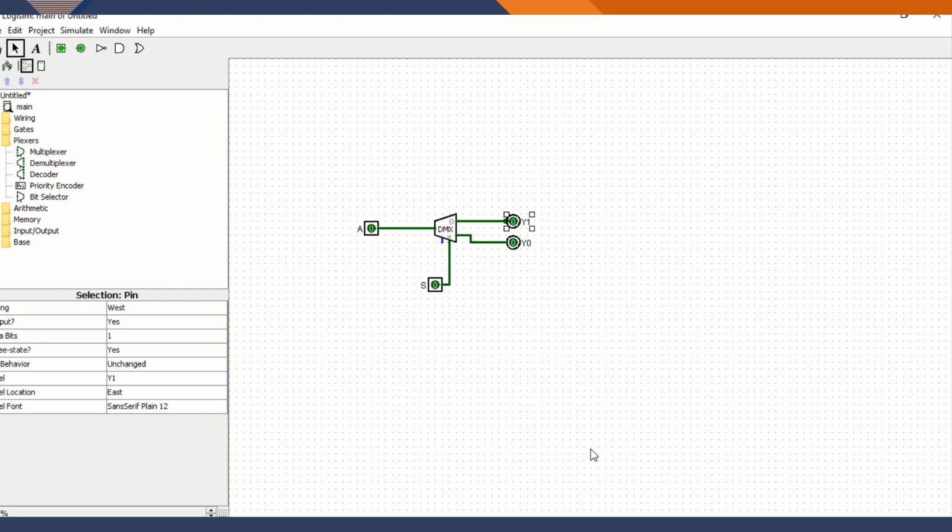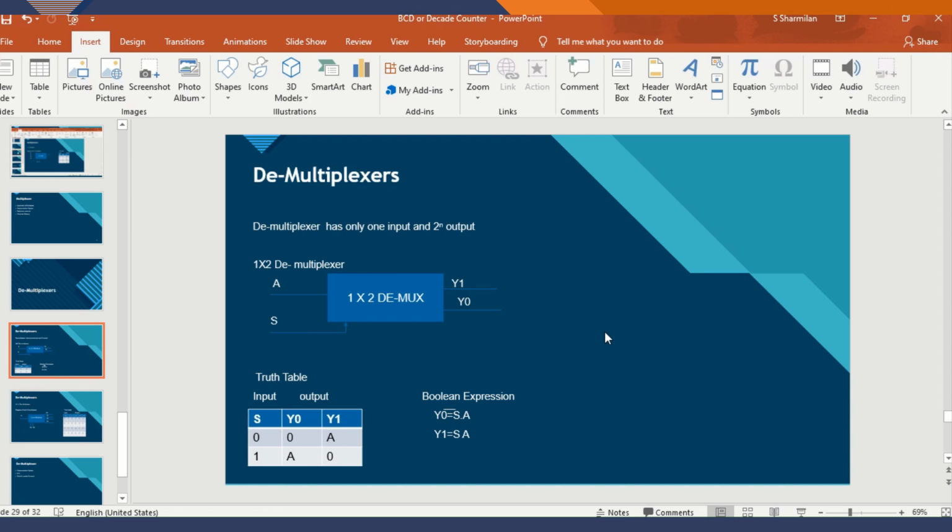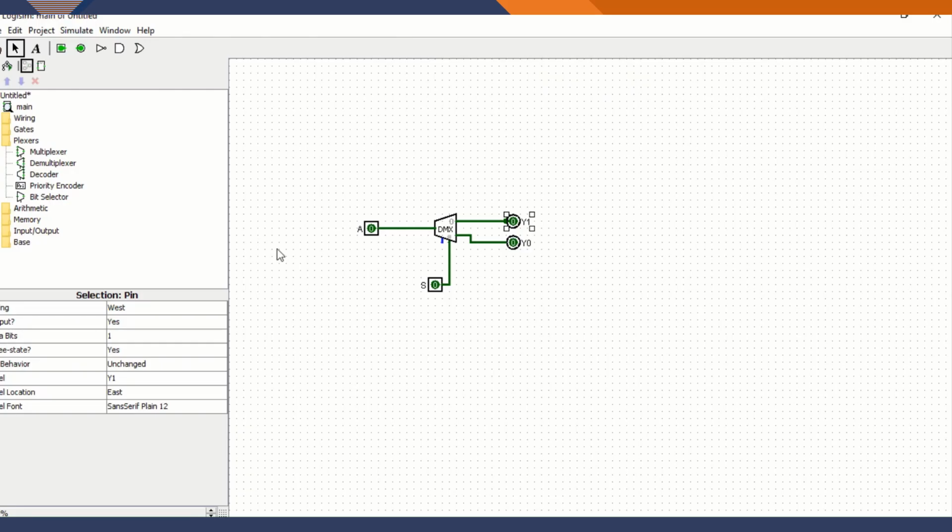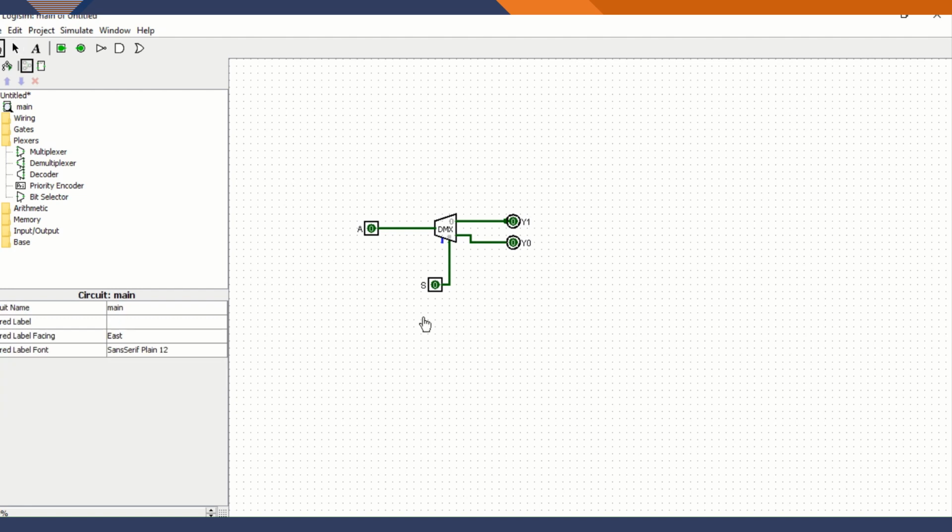Now we are going to check our truth table. Here S equal 0, my output Y0 equal A, Y1 equal 0. Now I am going to change A equal 1. See my output Y1 equal A. Here Y1 equal 1, that means A. Now I am going to change A equal 0. See my output Y1 equal 0.